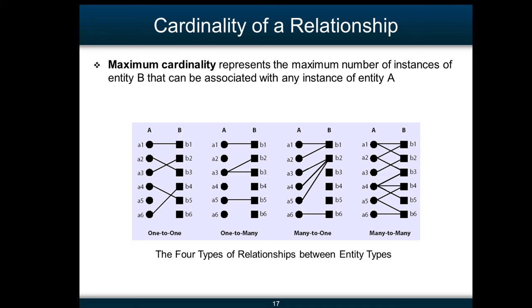In one-to-many, one instance in entity A has a relation or association with many instances of another entity, which is the entity B. In many-to-one, many instances of entity A have an association to one instance of entity B. In many-to-many, there are many instances that have association to many instances of entity B.